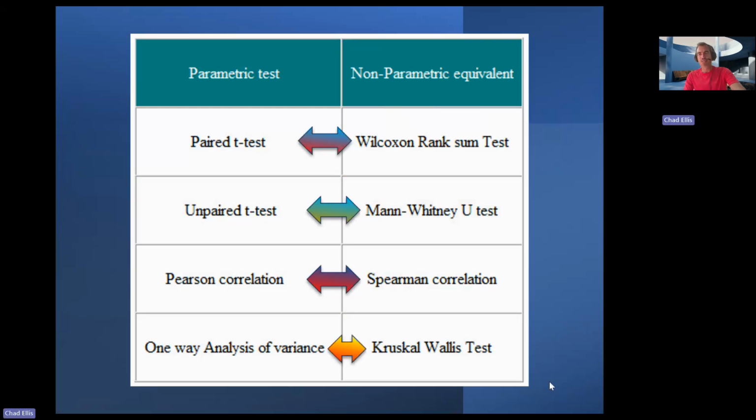And then if we have 3 or more samples and we're looking for whether one of those samples is different or not, we can go with the one-way analysis of variance, ANOVA. If not, we can go with the non-parametric version, which is the Kruskal-Wallis test.